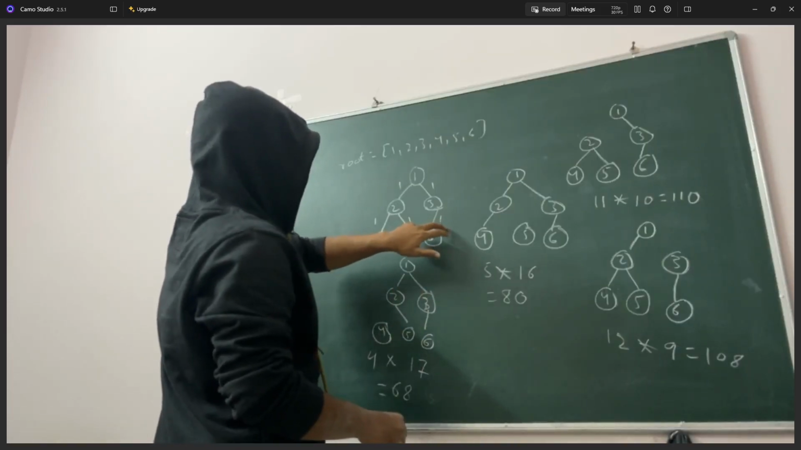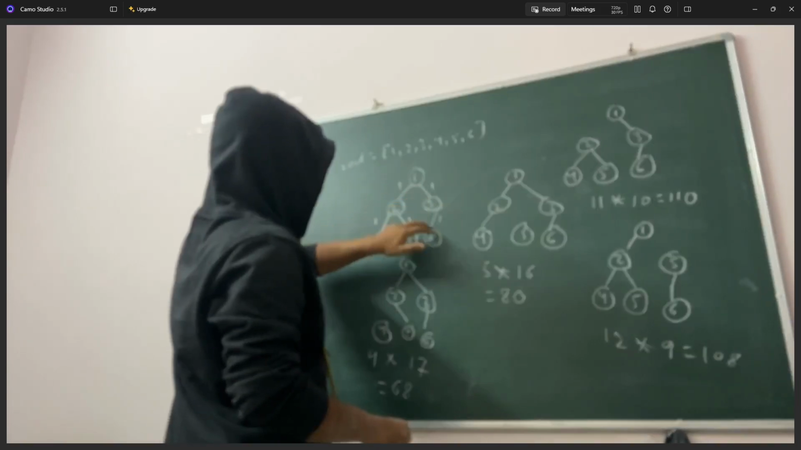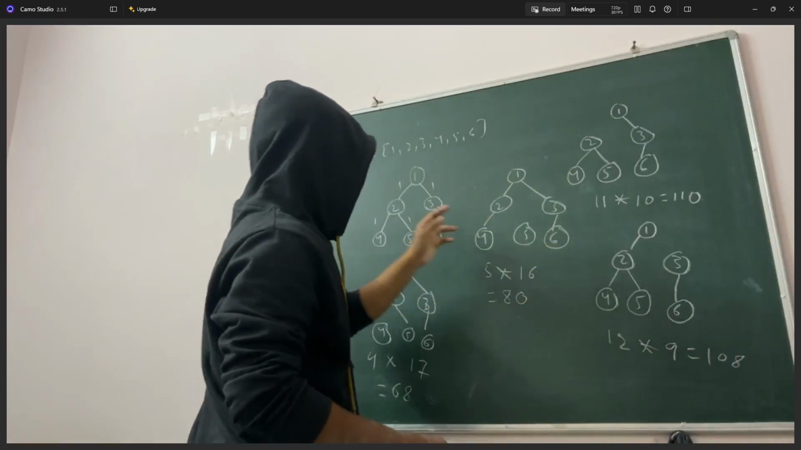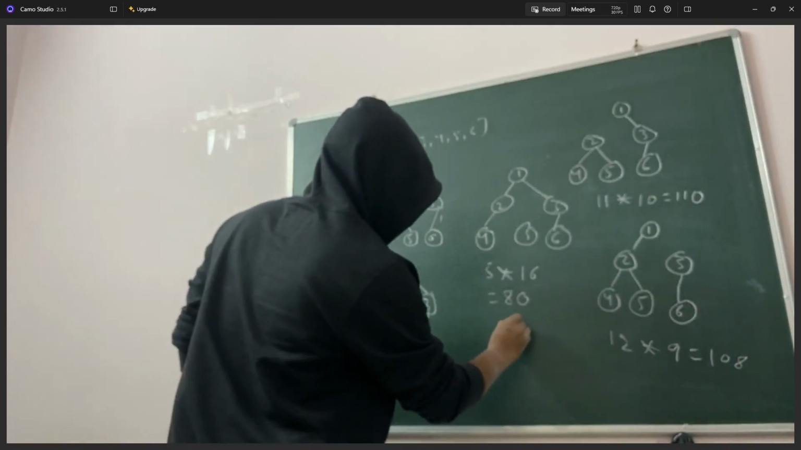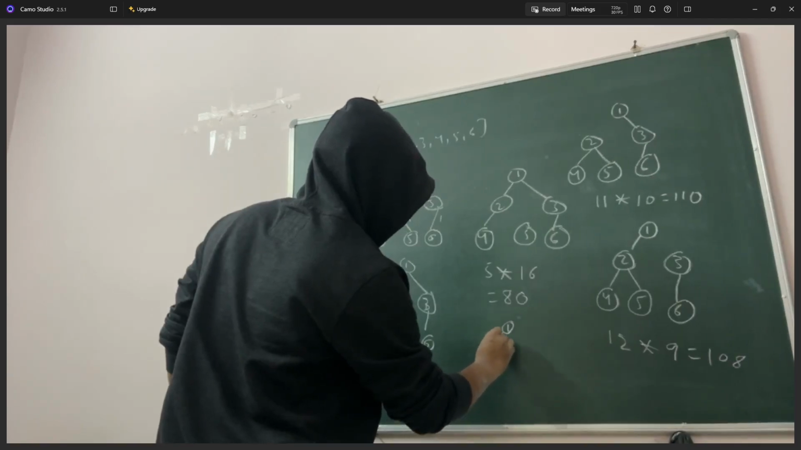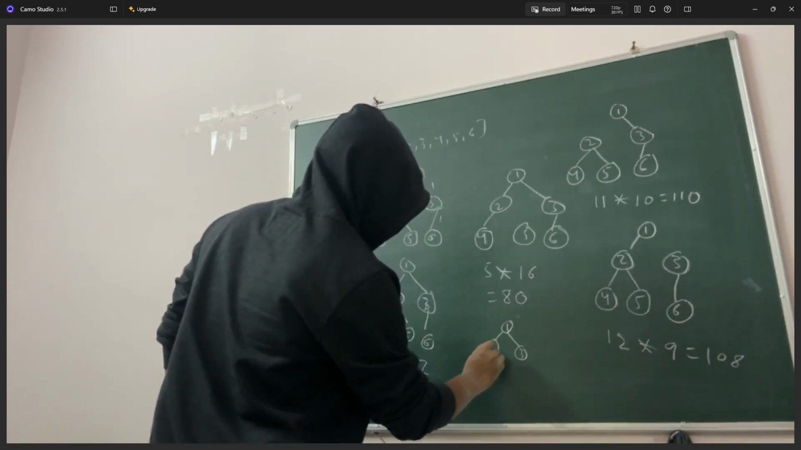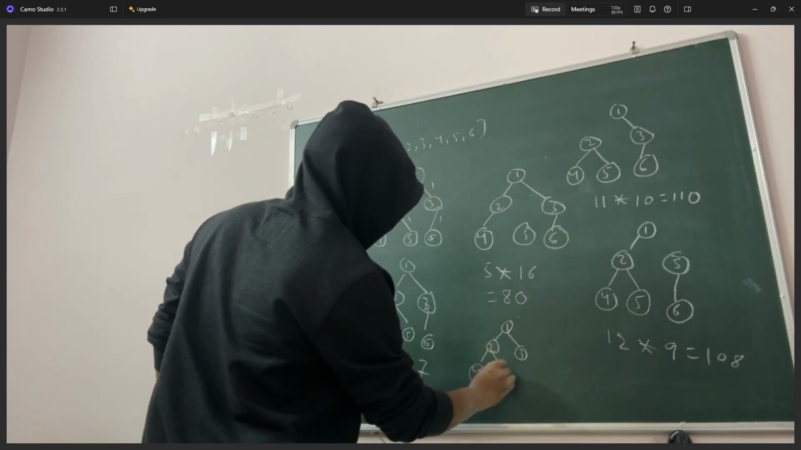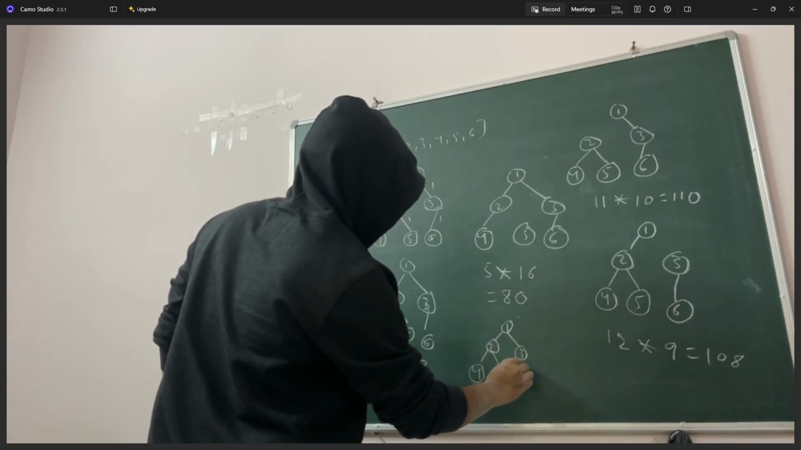If I want to remove this last one, for the 1, 2, 3, 4, 5 case, we have 1, 2, 3, 4, 5 and the last one we are removing. So it looks like this.